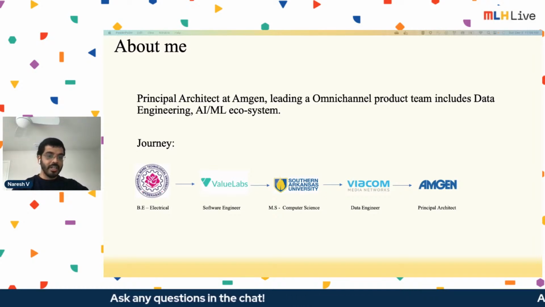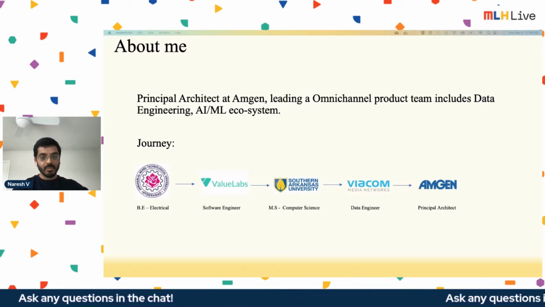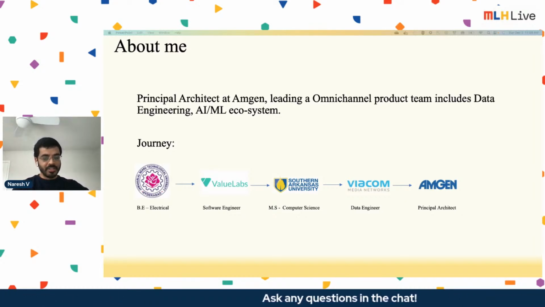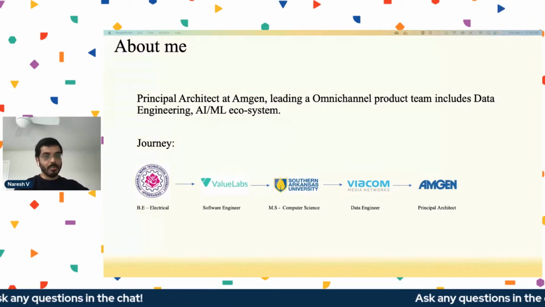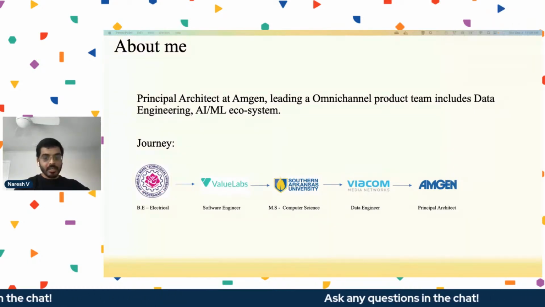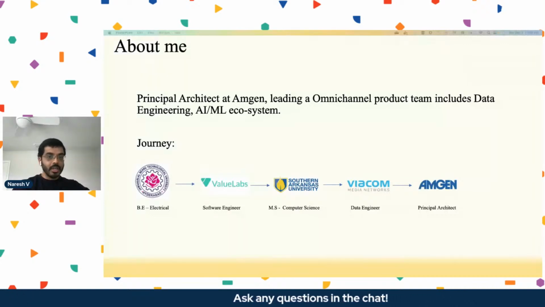Then I joined Amgen as a data engineer and moved to senior data engineer, where I used to lead and manage the data engineering and AI solutions team. Then I moved as a principal architect to the omnichannel product team. That's a little bit about me.